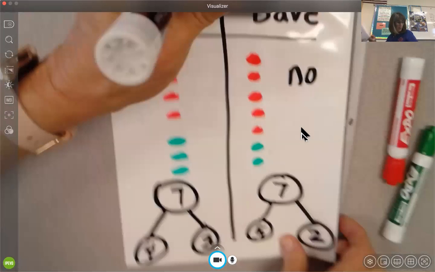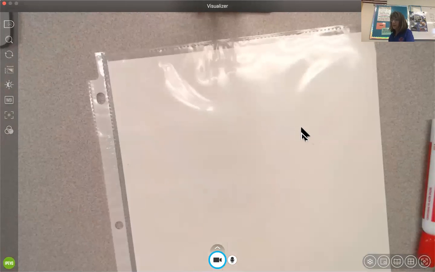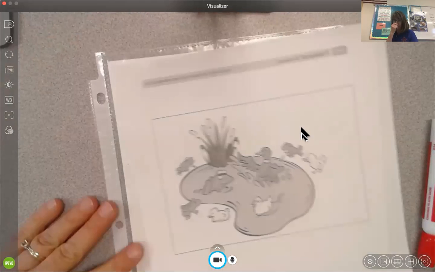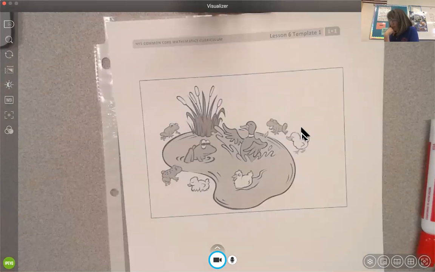Now, we are going to look at a picture. I think you have this picture in your packet. Let's take a look at that picture. Sometimes it's good just to look at things for a minute.